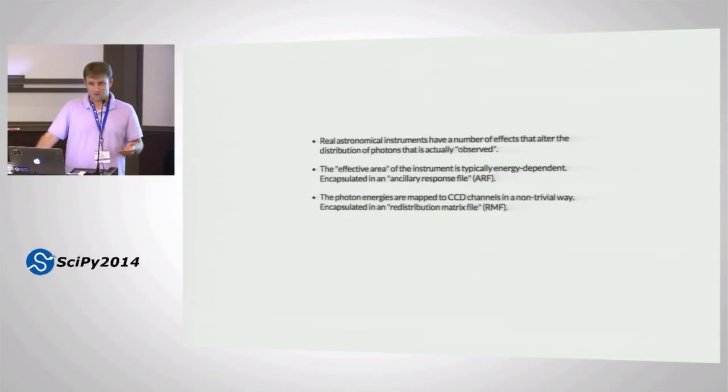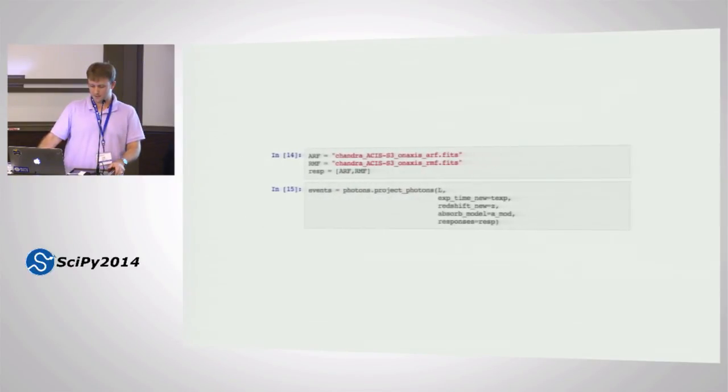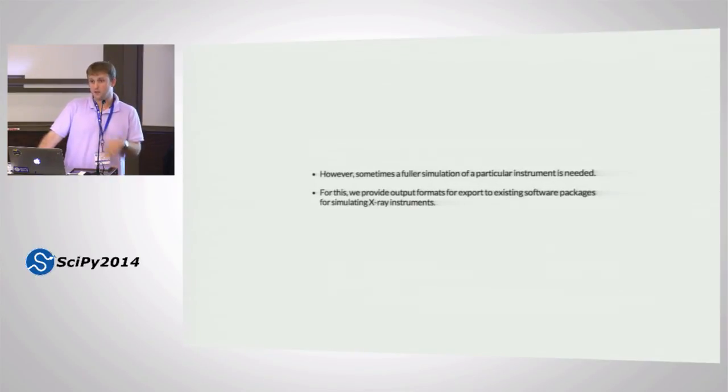And the photon energies are mapped to CCD channels often in a non-trivial way, and this is encapsulated in a redistribution matrix. What we do is provide a simple way to convolve photons with these responses. So if you have an ARF or an RMF, again, this is more X-ray parlance, then you can use a modified call to project photons to convolve the photon distributions with those instrument responses. But sometimes you need a fuller simulation of a particular instrument.